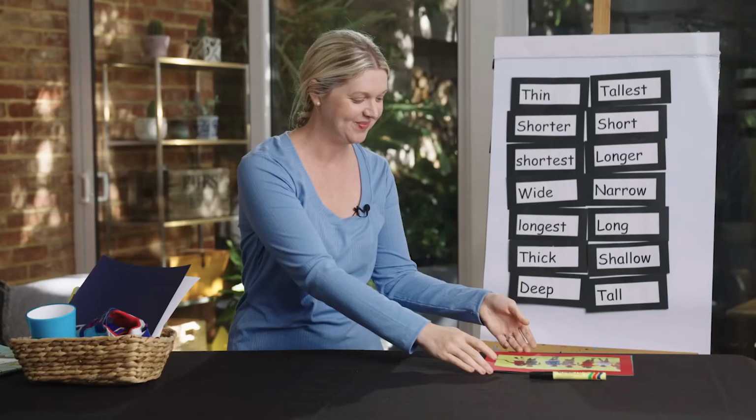Length is more than just how long or short something is. We can measure different kinds of long. We can measure how long, how tall, how wide, how thick, or how deep something is. I have some images here. Let's have a look at the different kinds of long that we can see.